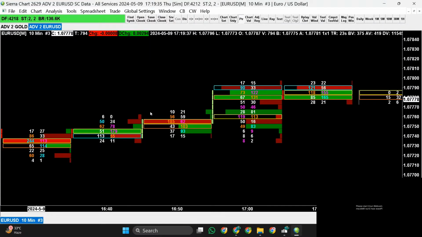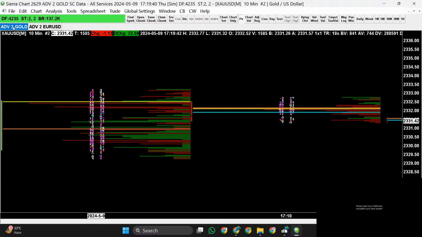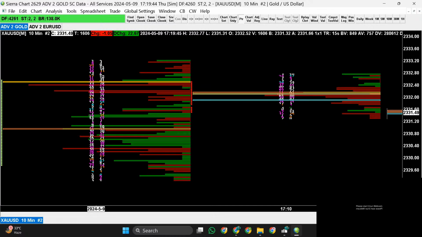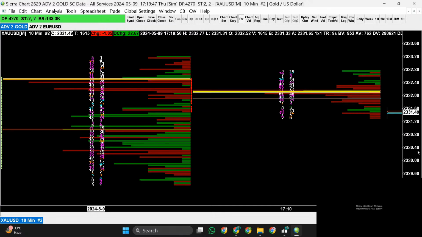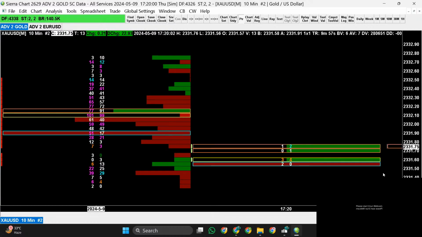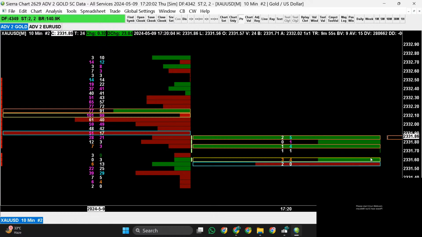This is the footprint chart of Euro USD, and that's gold. Footprint chart of gold, you can see. So the recent high of 33.2 went down to 31.2, almost a $2 downward move. This candle is, yeah, green.